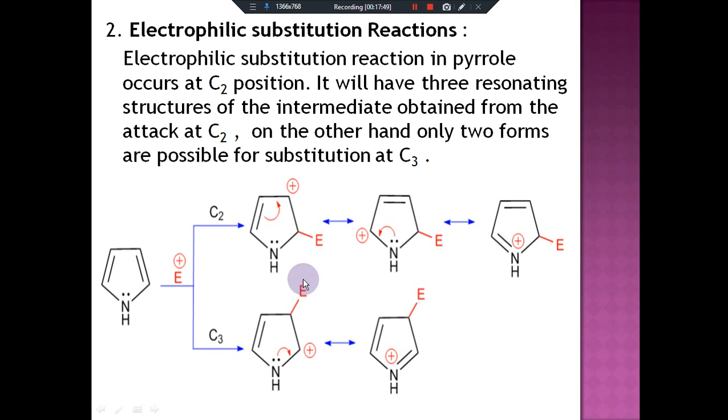In the previous classes we learned that the more the number of resonance structures, the greater will be its stability. So the intermediate formed at the C2 position will have more stability than the intermediate formed while attacking at the C3 position. That means the electrophile attacking at the C2 position is favorable rather than at the C3 position. So the preferable substitution of an electrophile in the case of pyrrole is C2.